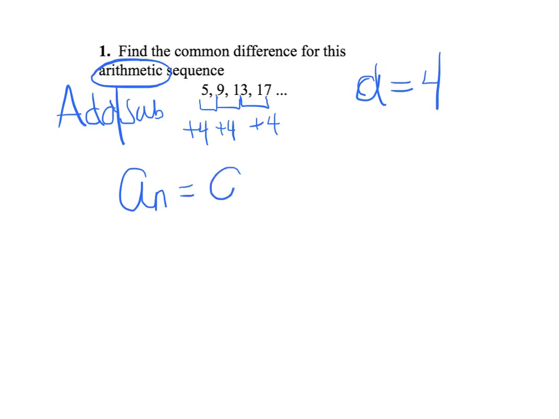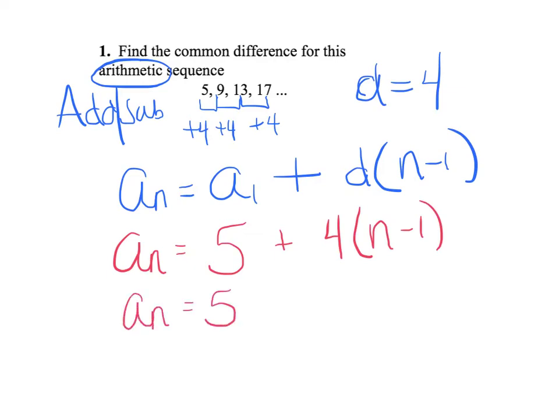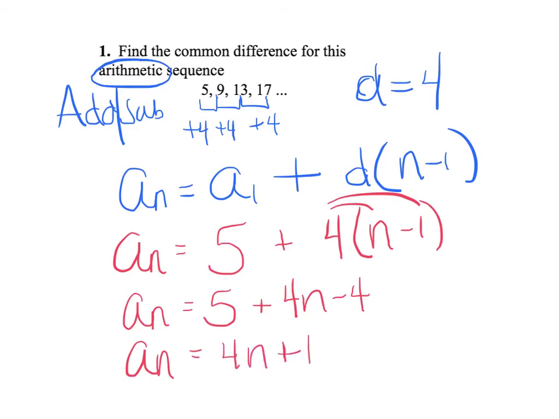A sub n equals a sub 1 plus the difference times n minus 1. Okay, so a sub n equals a sub 1, my first term, plus my difference of 4 times n minus 1. And then we'll just clean it up. Let's see. Distribute my 4 there, so 5 plus 4n minus 4. Throw my like terms together, and my rule is 4n plus 1.